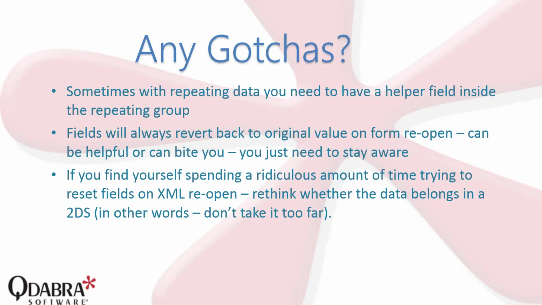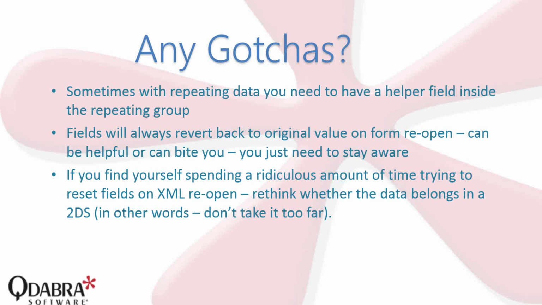Sometimes with repeating data in the main data source, you just need to have a helper field inside the repeating group. Maybe you have something that needs to be refreshed or reset, and you need that action to fire on every single instance of the repeating group. An easy way to do that is to add a helper field inside the repeating group that's a true-false, and then you use an action outside of the repeating group to set all of them to true. They go do their business, and then they set themselves back to false.